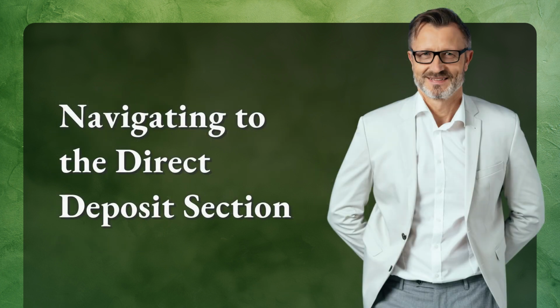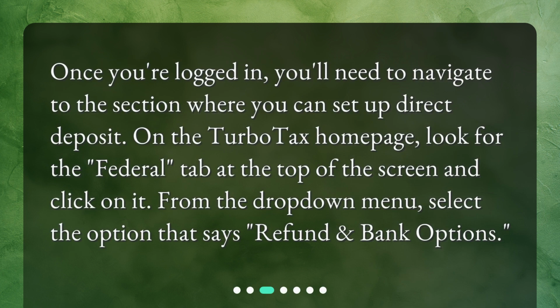Navigating to the direct deposit section. Once you're logged in, you'll need to navigate to the section where you can set up direct deposit. On the TurboTax homepage, look for the Federal tab at the top of the screen and click on it. From the drop-down menu, select the option that says Refund and Bank Options.